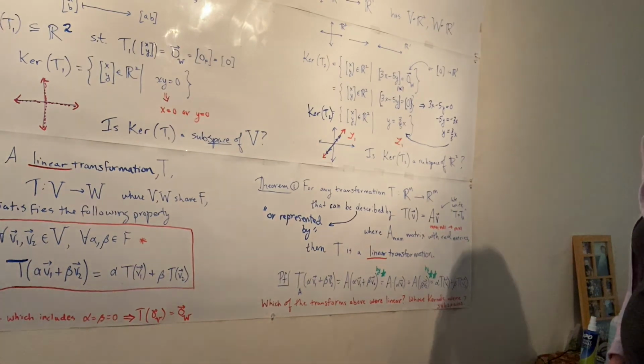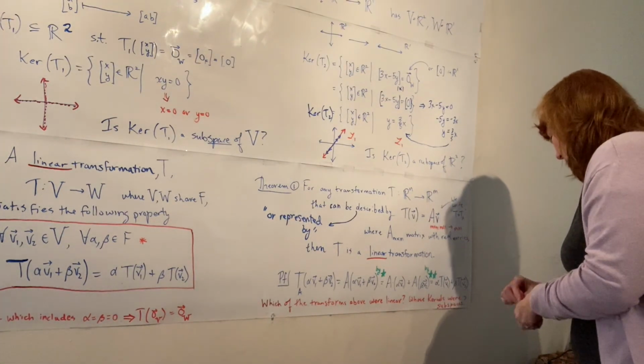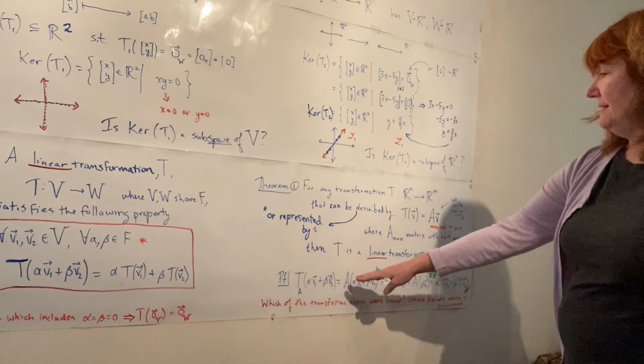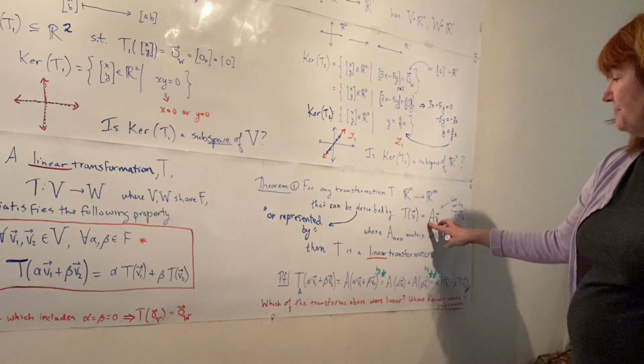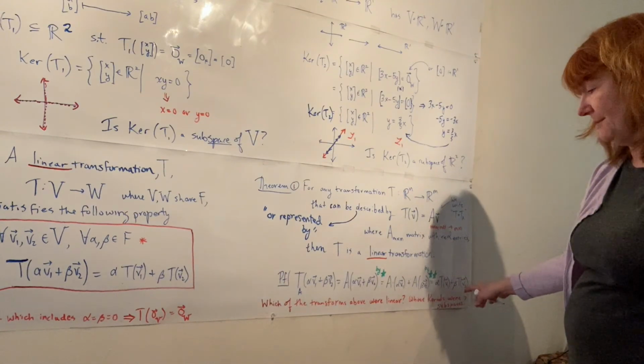We've shown, sorry, this is a QED moment. We're done right here. We just showed that if a transformation can be represented as a matrix multiplication transformation, it's definitely a linear transformation. We're done with that statement.